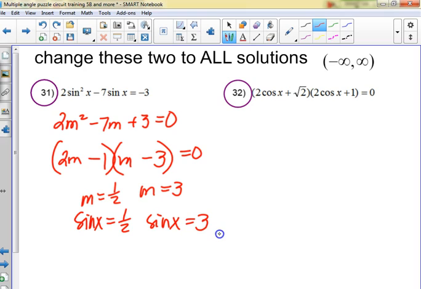Can the sine be 3? Yay, we get to throw it out. So the sine is positive 1/2, 2 places, pi over 6 and 5 pi over 6. And because I changed the directions, you would have to add what? Plus or minus 2 pi n.